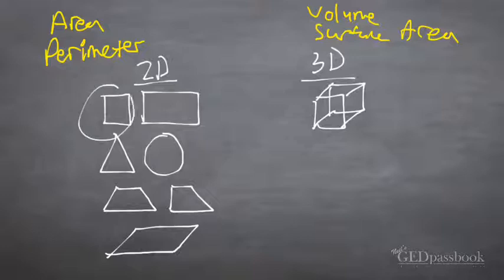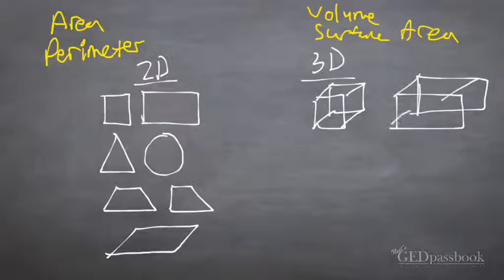So if this was a square, what is this three-dimensional shape called? Cube. A cube, right? This is a rectangle. You might call this a box. But in math lingo, it's called a rectangular prism.